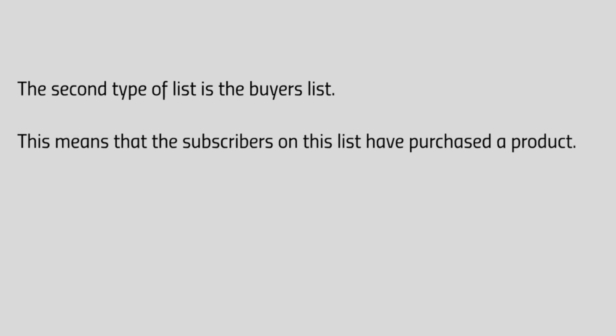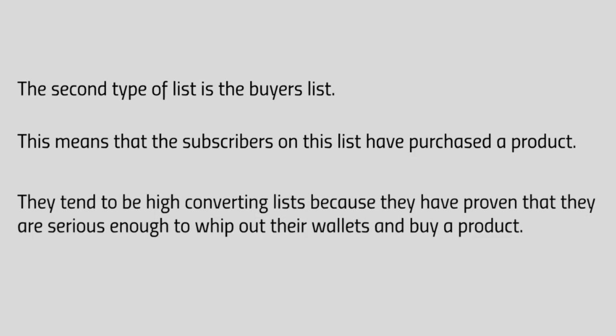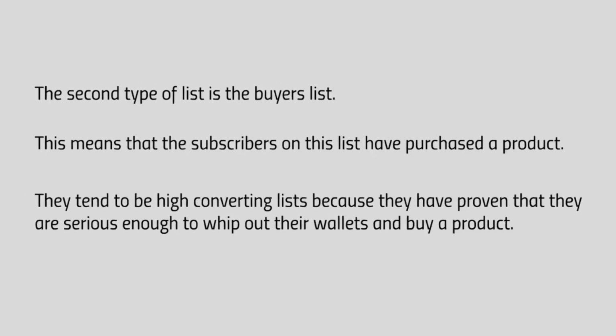This means that the subscribers on the list have actually purchased a product. So say, for example, somebody lands on your sales page and you're selling them something like a $7 or $17 item, or whatever price point it is. They buy it and are added to your list. So that is basically a buyer's list. Now, these types of lists tend to be very high converting because they have proven that they are serious enough to whip out their wallets or their credit cards and buy a product.